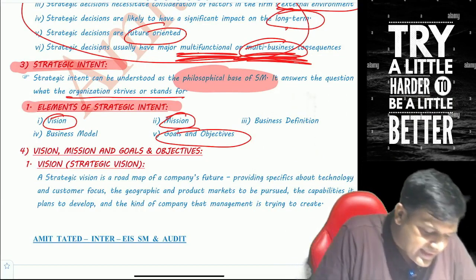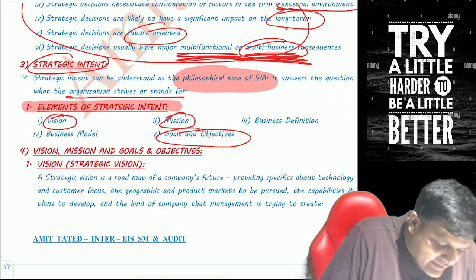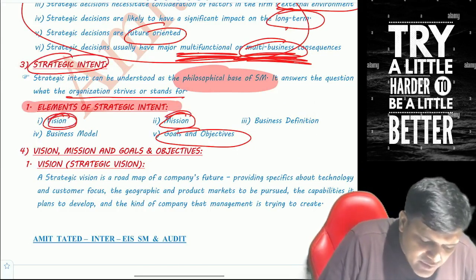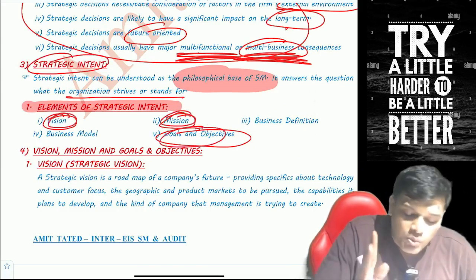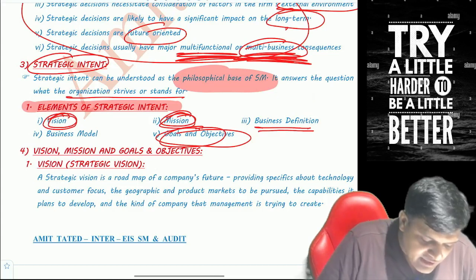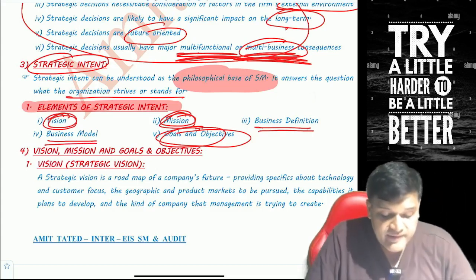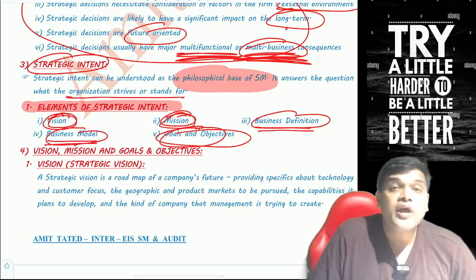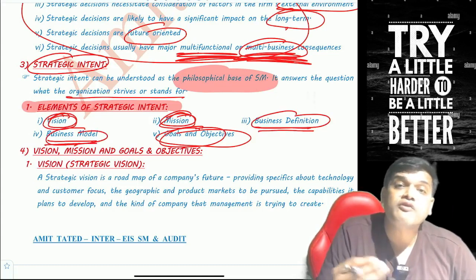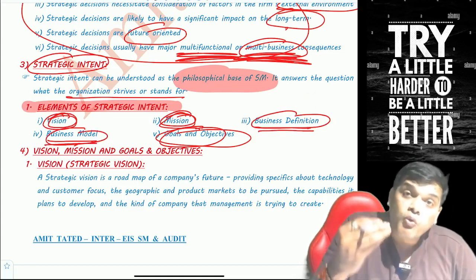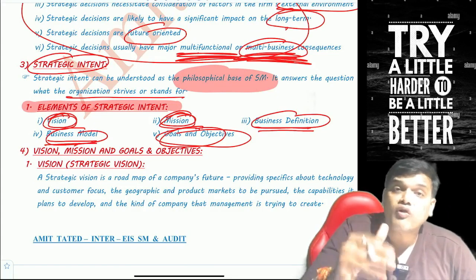So, strategic intent says we require 3 elements: vision, mission, and goals and objectives. And 2 more elements are there: one is business definition and one is business model. Now, what is the meaning of business definition and business model? Right now, which business am I in? That is called business definition. And how exactly I take a decision, that is called a business model.